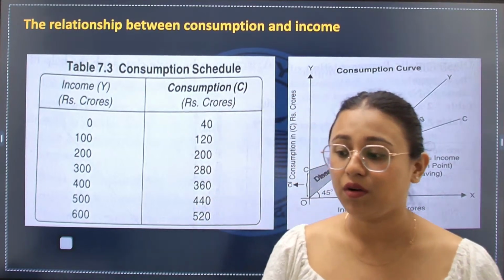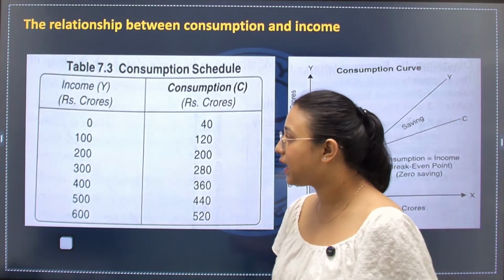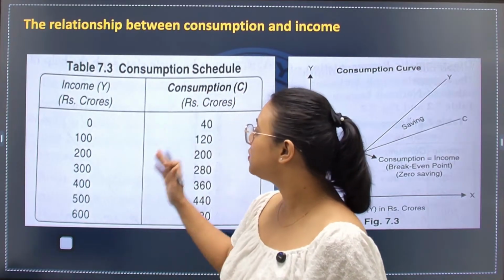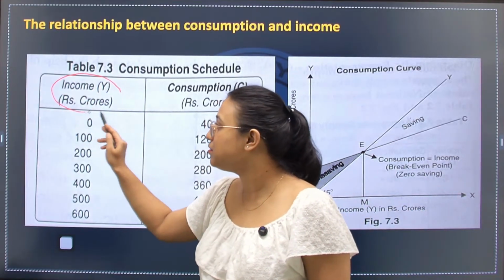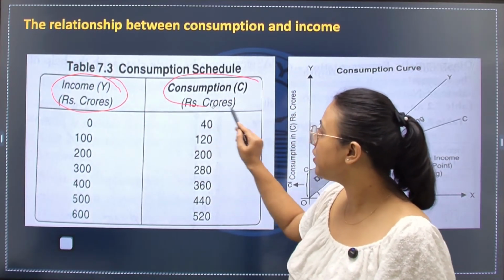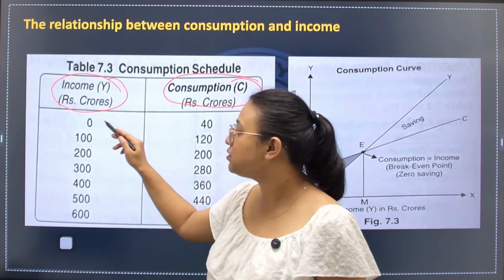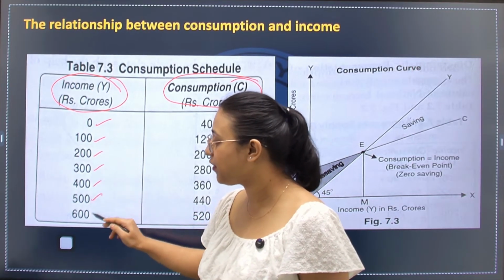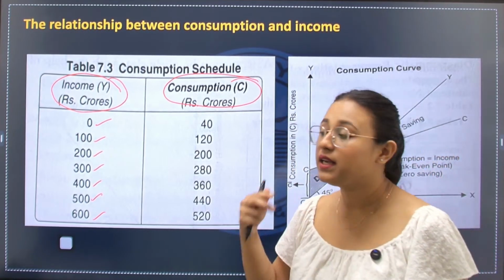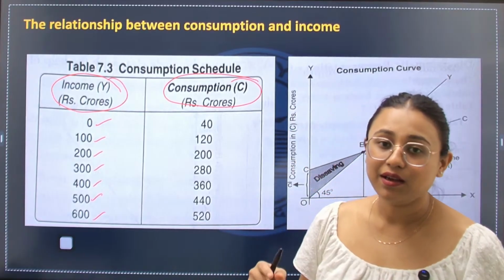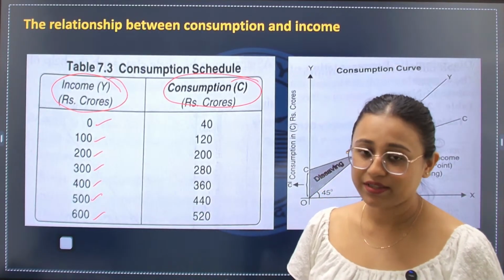This relationship can also be studied graphically or through a schedule. For example, suppose we have a schedule of consumption, which is also referred to as a consumption schedule. Suppose we take one variable, income in rupees crore, and another variable, consumption in rupees crore. Here we take 0, 100, 200, 300, 400, 500, 600. It shows that income is increasing continuously by 100 at each successive level.